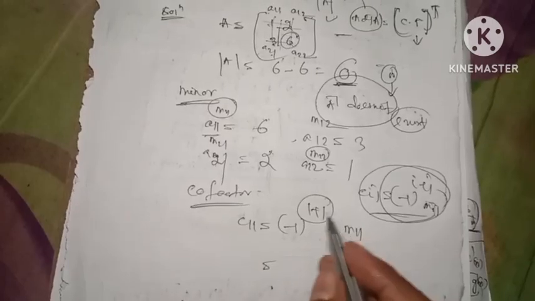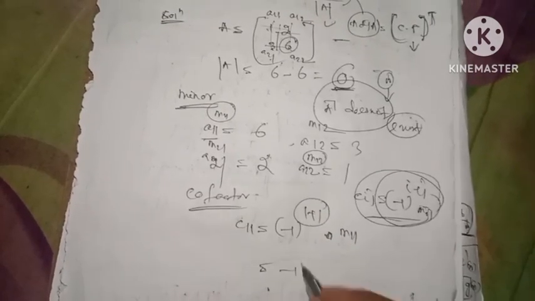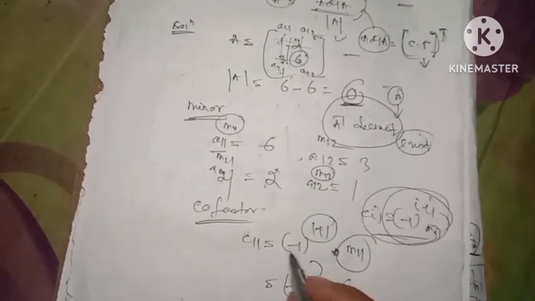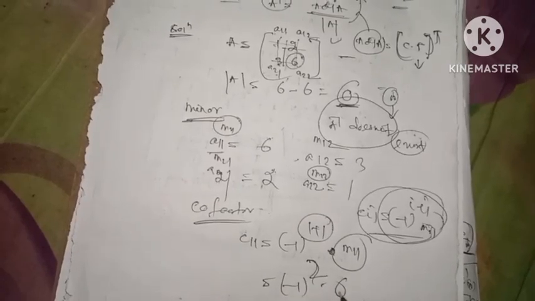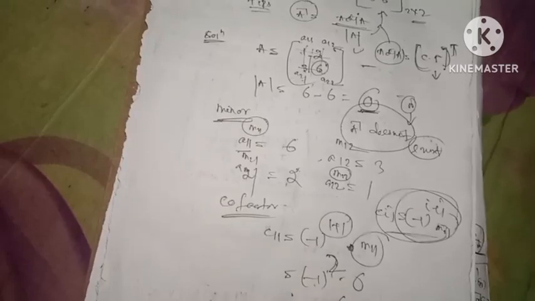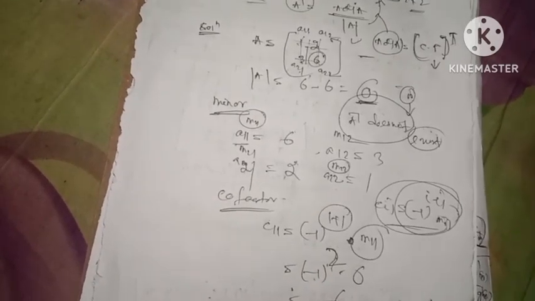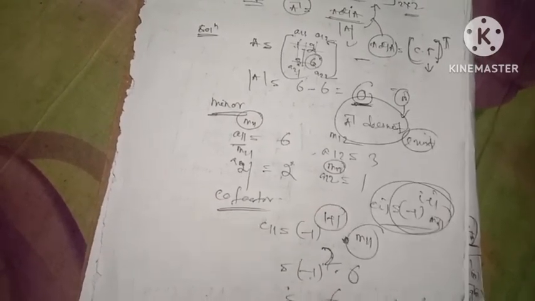So for C11, row 1 and column 1 give 2, so minus 1 squared into the minor value 6. Whenever it is an even power, minus 1 squared is 1, into 6 is 6. Then C12 is minus 1 to the power 3, which is odd, so it will be minus 3. C21 is odd, so it will be minus 2. And C22 is 2 plus 2 equals 4, even, so it is 1.